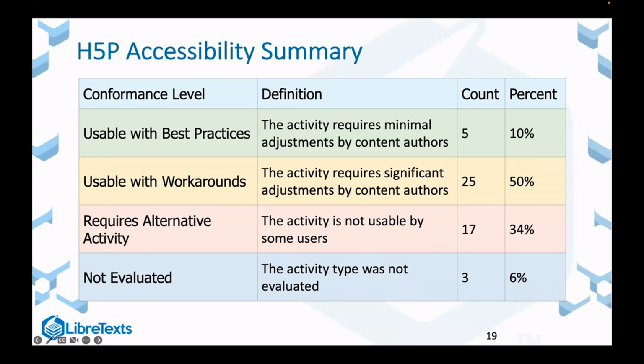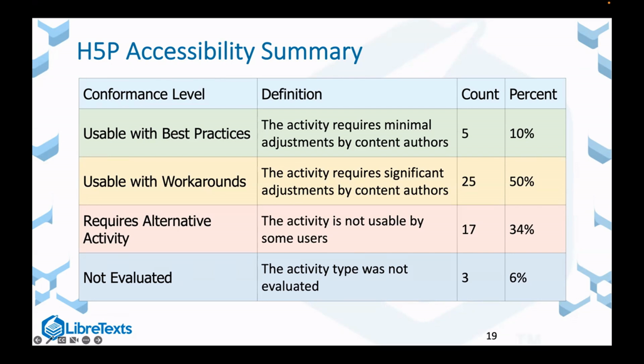So additionally on this slide, we have definitions of each of the conformance levels that we provided for the H5P activities. Usable with best practice is defined as the activity requires minimal adjustment by content authors. Usable with workarounds is defined as the activity requires significant adjustments by content authors. And the conformance level requires alternative activity is defined as the activity is not usable by some users.